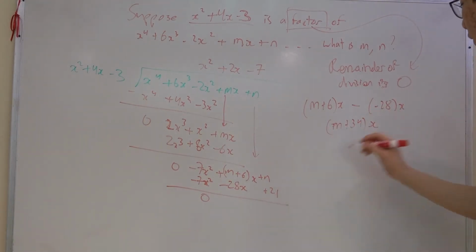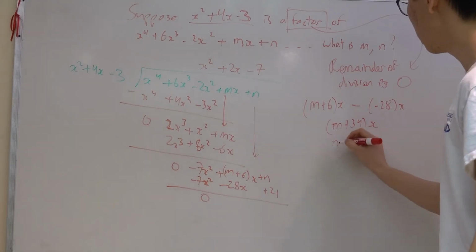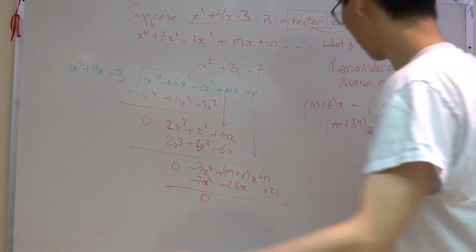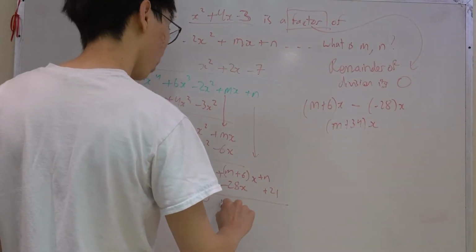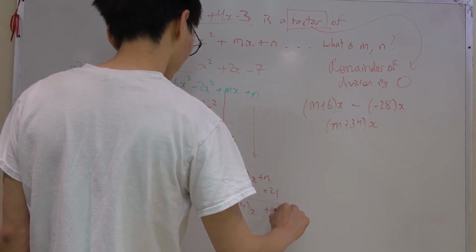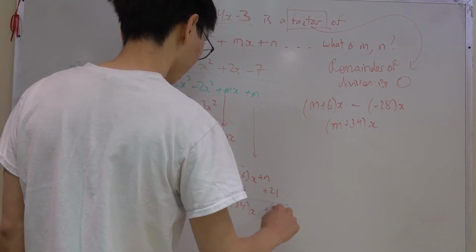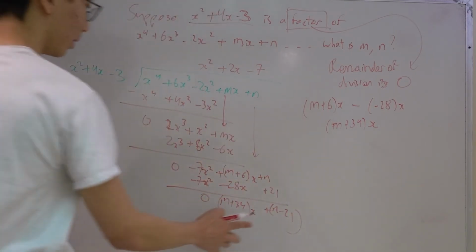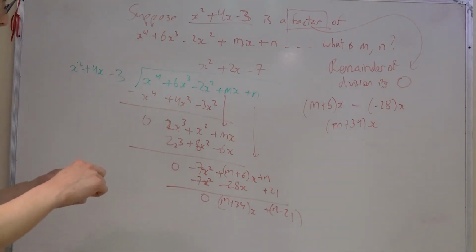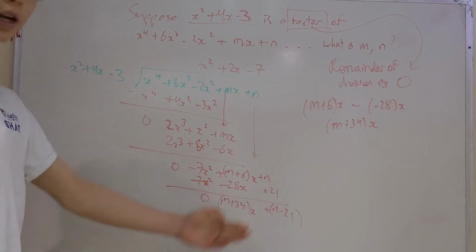Okay. Similarly, over here we get n minus 21. So we just get n minus 21. That means that's it, right? So m plus 34x plus n minus 21. All right, so it looks like all of our work has been in vain. All we did was do a division and now we got the letters in the bottom.